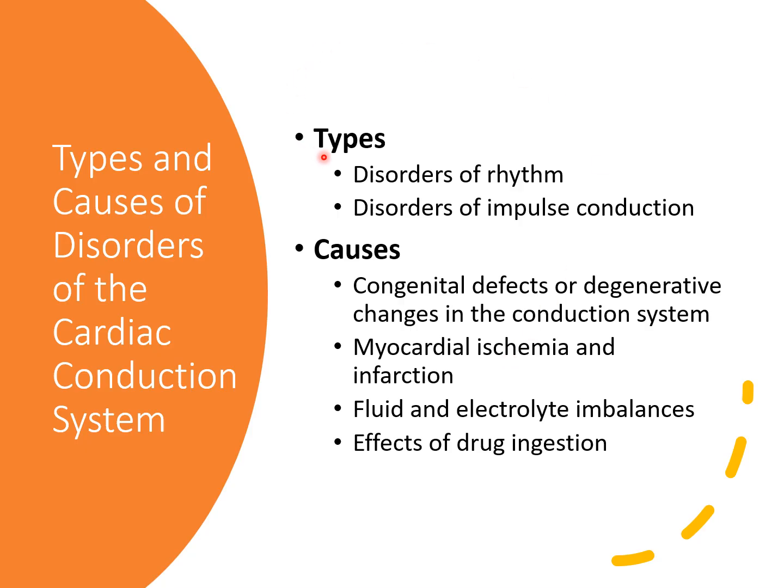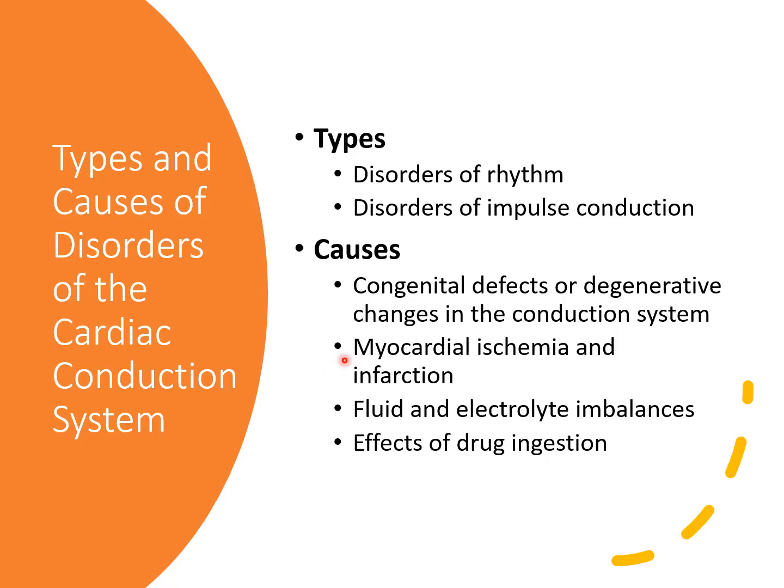So the types of dysrhythmia that we can see can be disorders of the rhythm itself, and they can also be disorders of the impulse conduction. So both things can cause disturbances in heart rhythm, disorders of rhythm as well as conduction. So we can have normal rhythm, but it just can't move correctly through the heart, and that's when we have an impulse conduction problem. Lots of things can cause changes in cardiac rhythm, so things like congenital defects or degenerative changes within the conduction system itself.